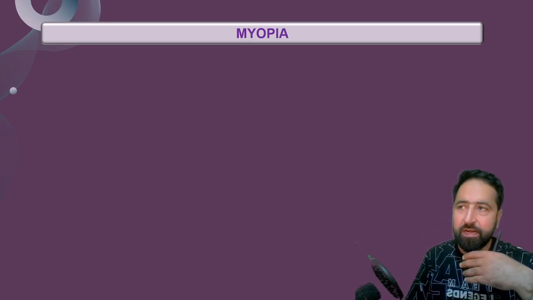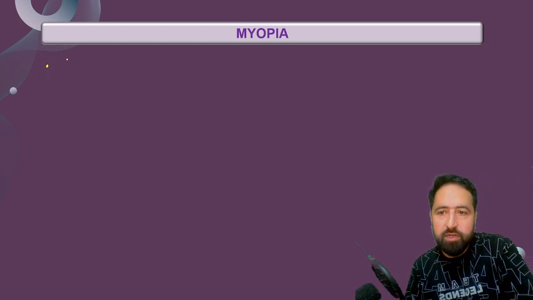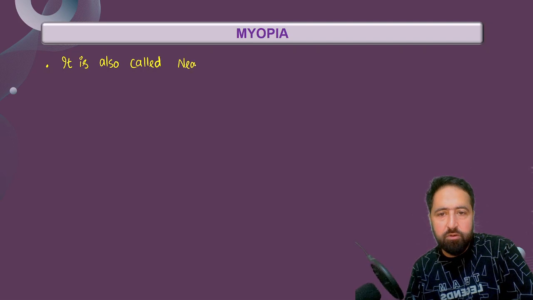Now, how will you write this in exam? One way of writing is that you write in paragraphs, and that's also fine, but what I personally like is that I write in bullet points. So let's study by that. So myopia, the first thing you're going to write is that this defect is also called nearsightedness.